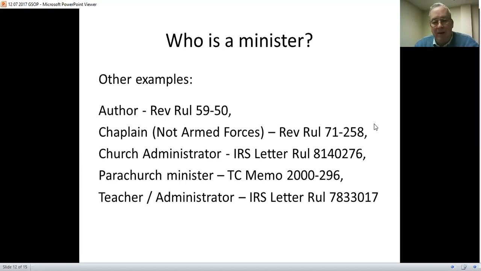So a chaplain who is an employee of a government entity would not be considered to be a minister for employment tax purposes. He would be a regular employee, but he would be considered a minister for housing allowance purposes, or could be considered a minister. There have been court cases that have come down on both sides of that ruling.